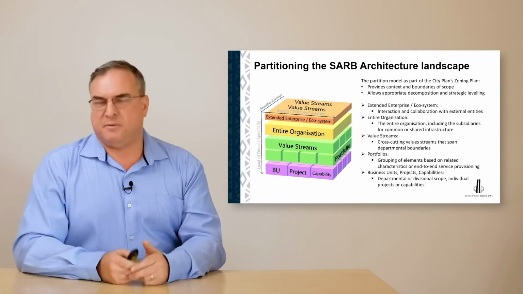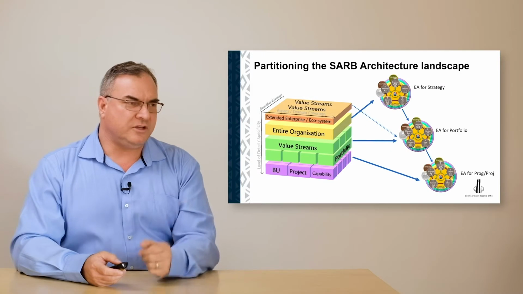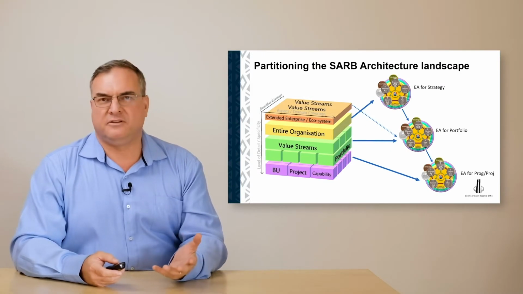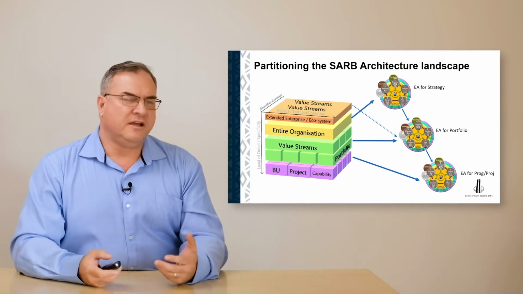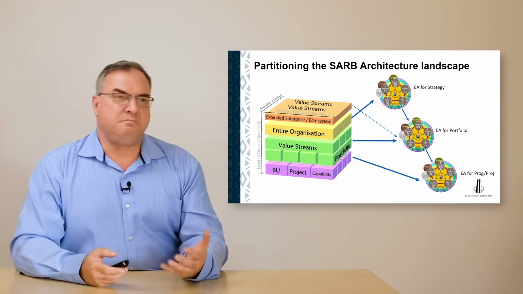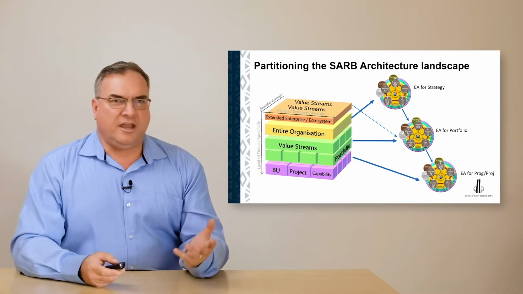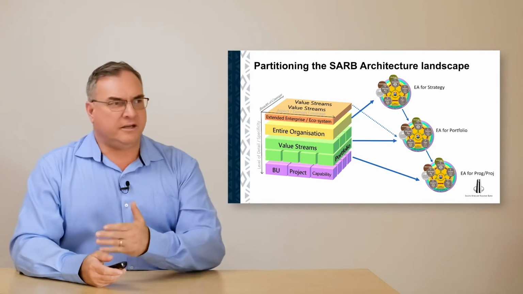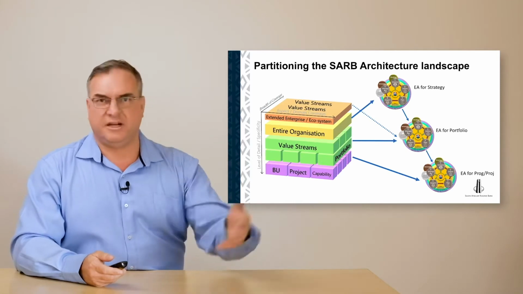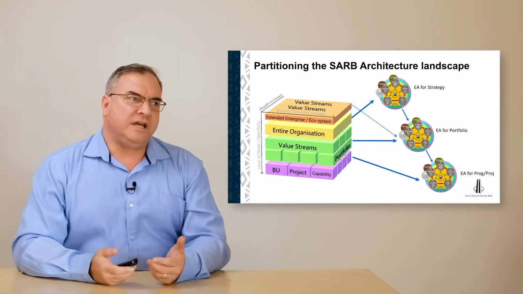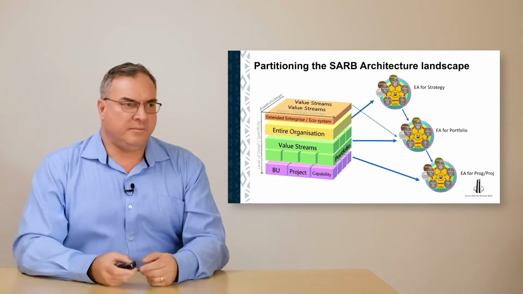projects and capabilities. The partitioning model is applied at different levels, and you'll see on the right the adapted version of the TOGAF ADM. It's our SARB architecture development method, just summarizing phase B, C, and D, and then E and F. But really setting the vision, defining the architecture, planning the transition, then governing it and managing any change. We would do that at strategic level, at a portfolio level, or at a project and program level.